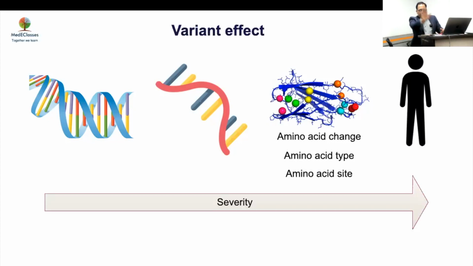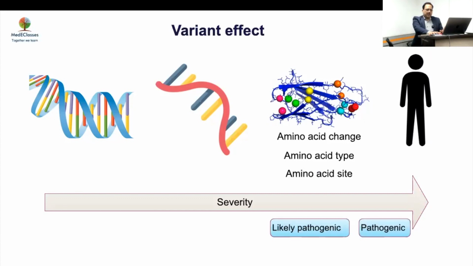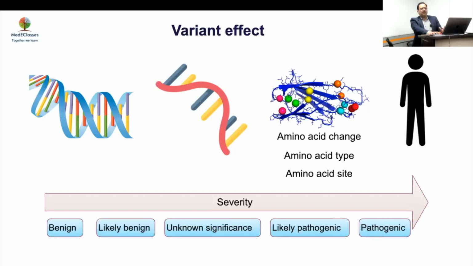And based on that, you can then divide into 5 areas of severity. And this is what you get in the report: pathogenic, likely pathogenic, unknown significance, likely benign, and benign. We'll give examples and see how they are different and what they mean in clinical practice.